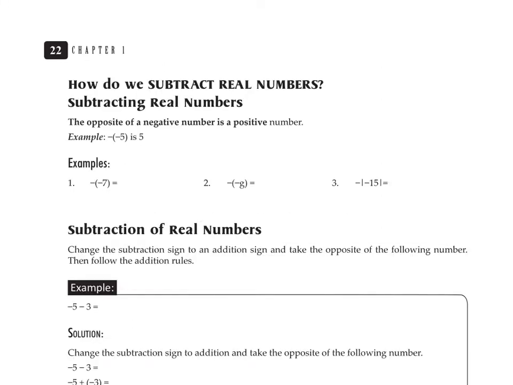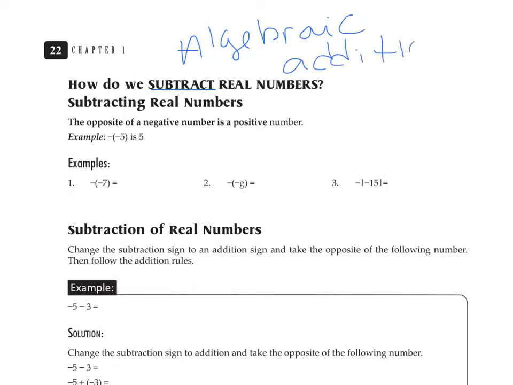So how do we subtract real numbers? Well, I like to say there really is no subtraction in algebra. It's all algebraic addition. And if you think about the sign in front of the number as the sign that goes with the number, you're just adding positives and negatives. It's the battle of the guys going up against each other.